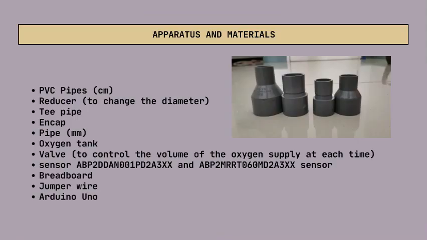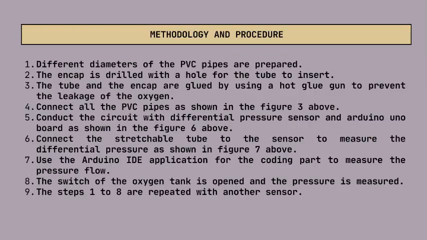The apparatus and materials that we use for the experiment are PVC pipes, reducer, T-pipe, end cap pipe, oxygen tank, valve, the first model sensor and also the second model sensor, breadboard, jumper wire, and Arduino Uno.